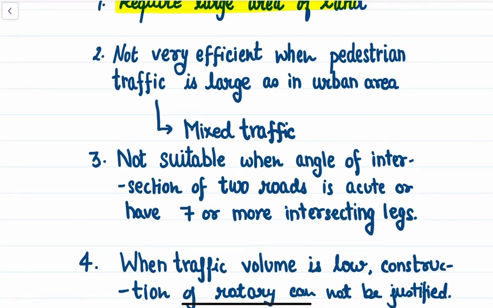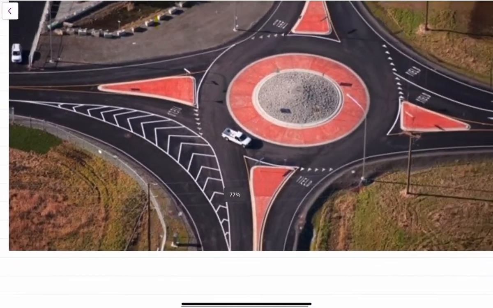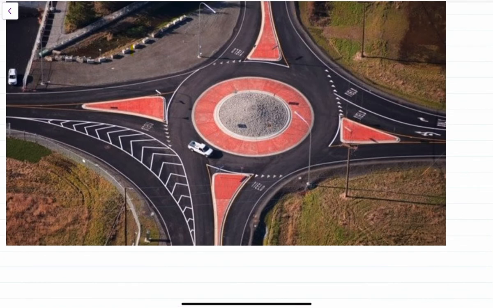Another limitation is that it is not very effective when pedestrian traffic is large, or the efficiency of rotary is limited in case of mixed traffic. For homogeneous traffic, that is, if we want to control the movement of vehicles across the rotary intersection, then the functionality of the rotary is fairly high.